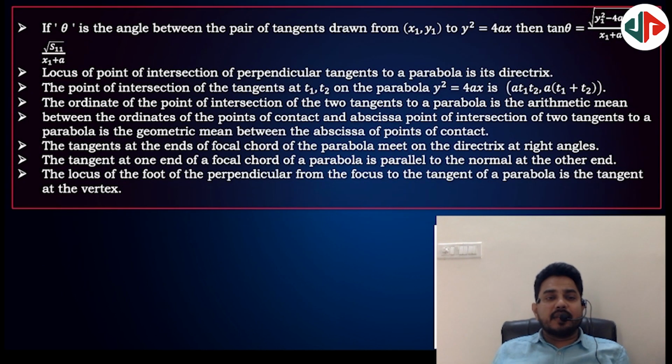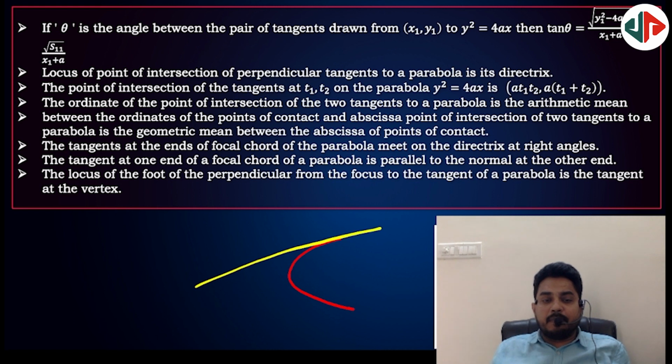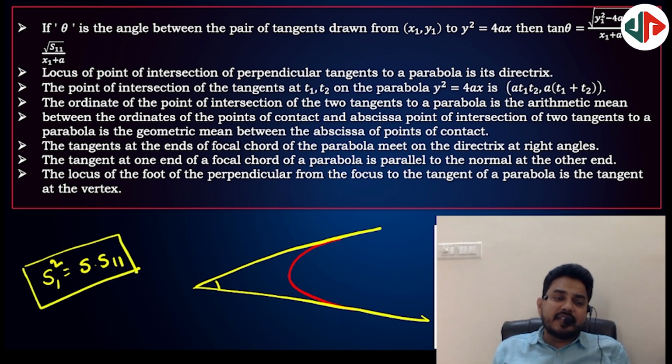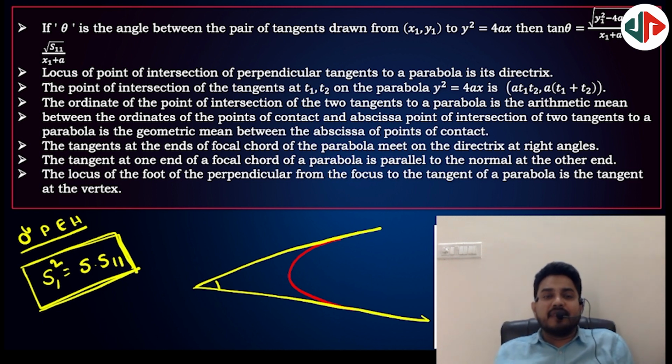Okay. Next one. From an external point, I can draw a pair of tangents. So what is the equation of this pair of tangents? S1 square is equal to S into S11. This is the equation of the pair of tangents. Please understand, this holds good for circle, parabola, ellipse, hyperbola. For all the four curves, S1 square is equal to S into S11 will be the pair of tangents.